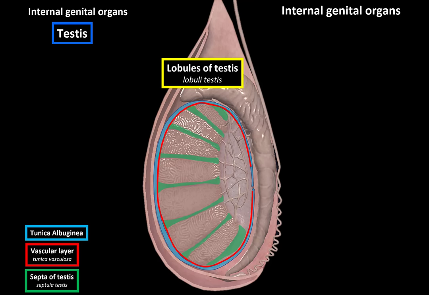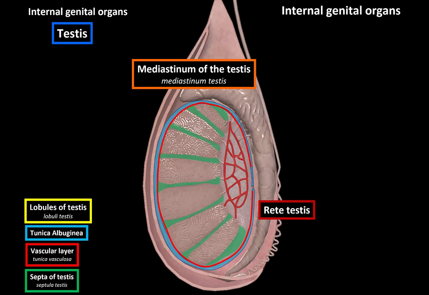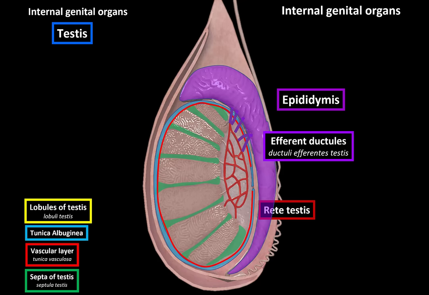More posteriorly, we have the mediastinum of the testes. The mediastinum of the testes has a network of tubules called rete testis. This network of tubules will give off efferent ductules, which continue into the epididymis. And this happens in the head of the epididymis, the upper part of it. So let's now go ahead and talk about the epididymis a little bit.